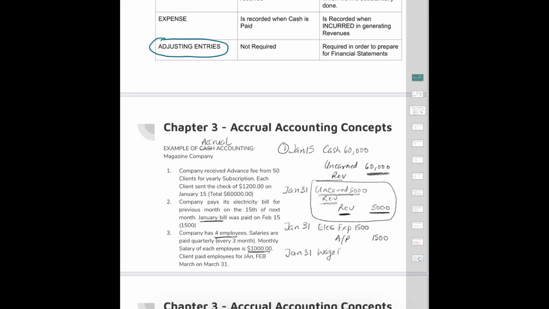So they will record wage expense 4,000 and again wages payable 4,000. So whenever they pay these wages, they will debit wages payable and credit cash. Okay, so these are the adjusting entries that they will do at the end of each period.